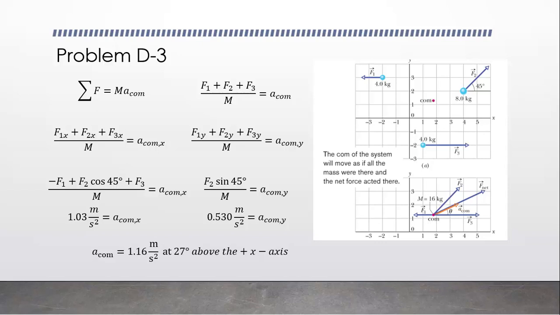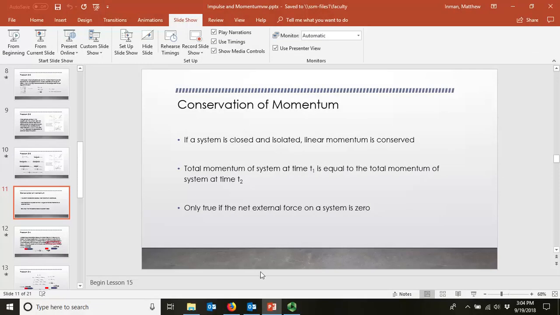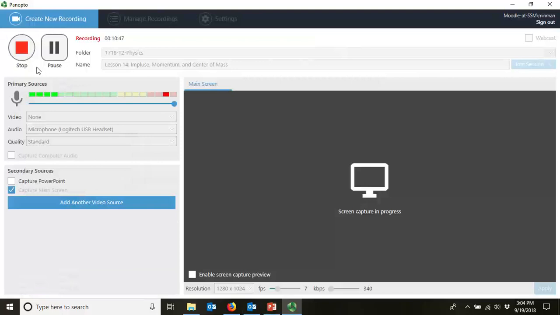Now if I wanted to find the magnitude and direction, I could then draw it out as a right triangle and say the acceleration of the center of mass is 1.16 meters per second squared at 27 degrees above the positive x-axis. I could also say the acceleration of the center of mass is 1.03 i hat plus 0.53 j hat meters per second squared as well. So that's kind of a quick overview of center of mass and impulse and momentum. We'll start to look at the next set of lessons, which are collisions and the idea of conservation of momentum.